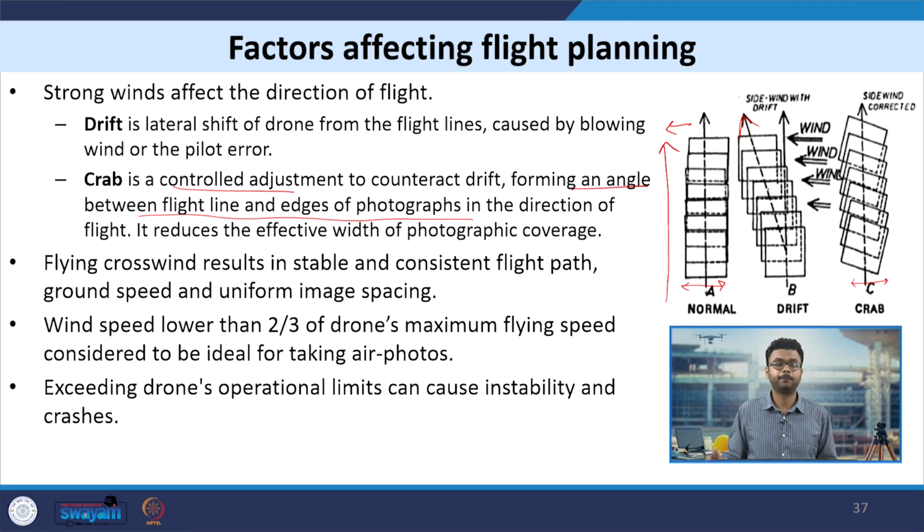So the width of the photographic coverage is more in the normal flight line compared to in the crab, which is a corrected flight line. Now flying crosswind will result in a stable and consistent flight path because it will give us a uniform ground speed, and therefore uniform image spacing. Wind speed lower than 2/3 of the drone's maximum flying speed is considered ideal for taking air photos. And what happens if we exceed the drone's operational limit? It can cause instability and also cause crashes.